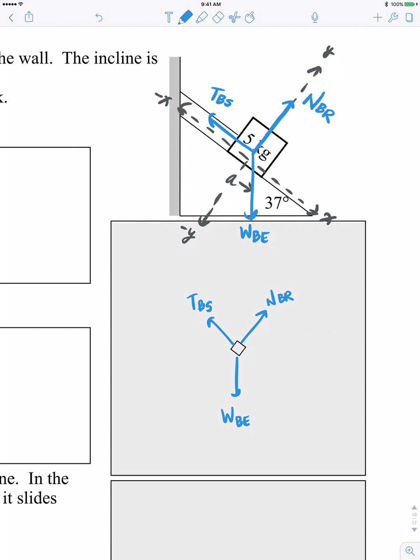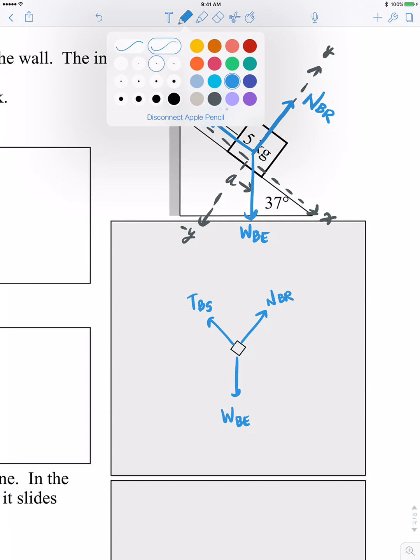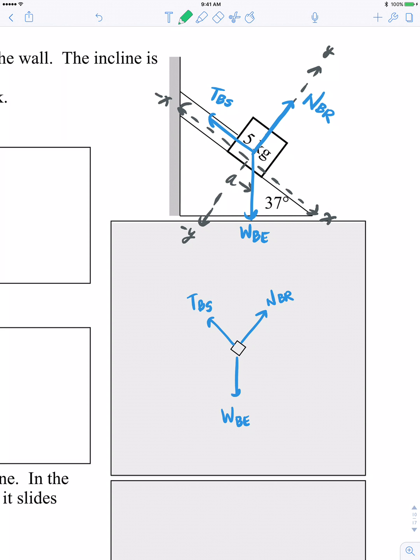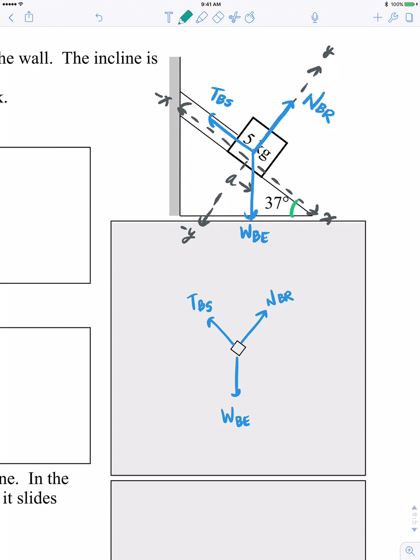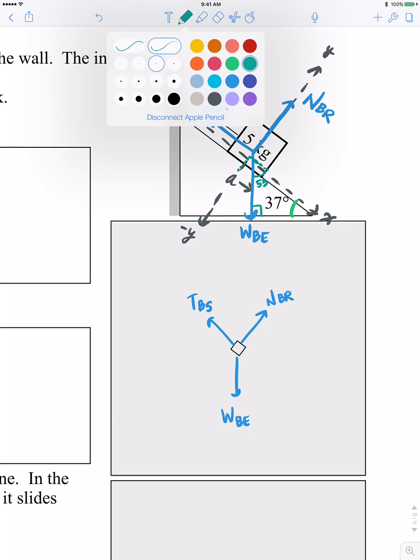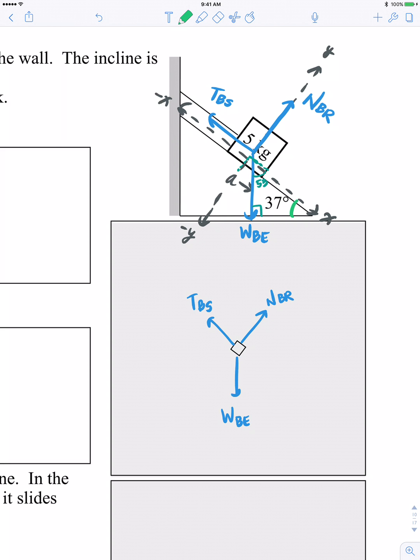Now notice how the weight force isn't on the axes, and so I need to resolve this vector. The way that we did that in class was we said, if this angle down here is 37, then there's a right angle here. And because this is also a right angle, then this angle here is 53, which makes this angle right here 37. So this angle and this angle are the same.